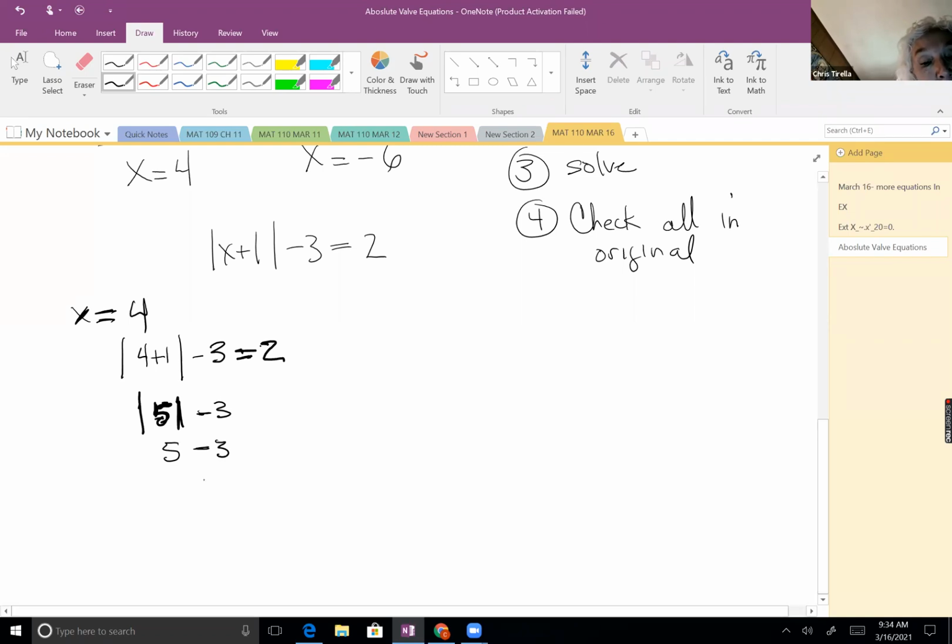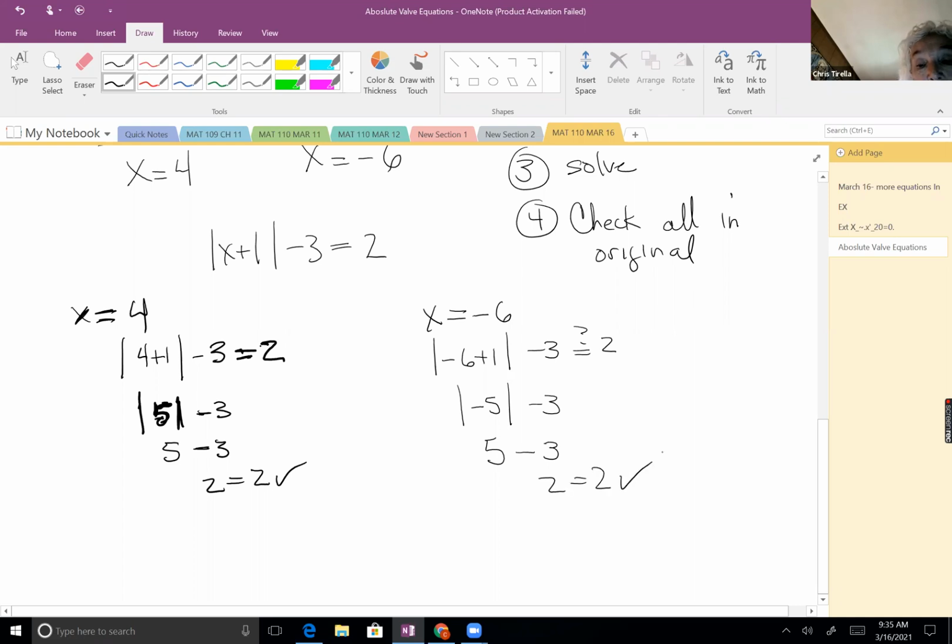This gives me 5 minus 3, or 2 equals 2, and it checks. On the other side, I'm going to check if x equals -6. That becomes the absolute value of -6 plus 1 minus 3. And I want to know, does that equal 2? Well, -6 plus 1 is -5. And the absolute value of -5 is 5. And 5 minus 3 is 2.